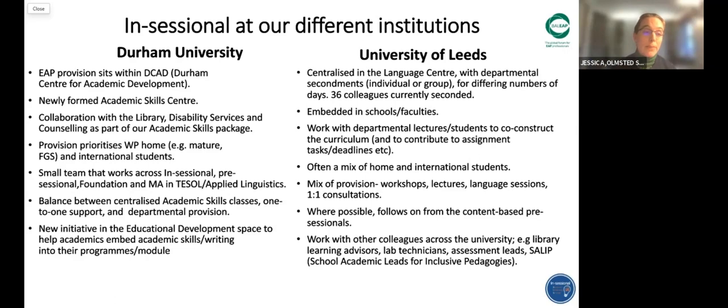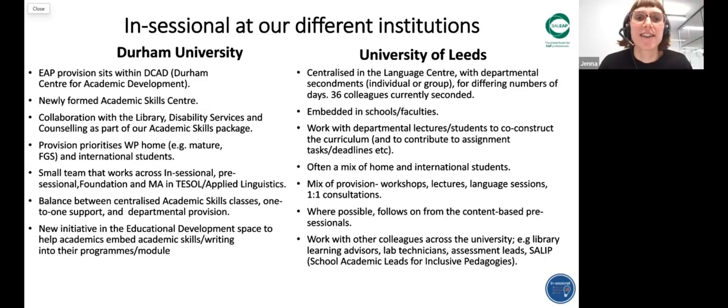We also have a new initiative this year in the educational development space that's being led by my colleague Steve Kirk, where he is going in and helping academics embed academic skills and writing into their programs and modules, working alongside those academics, often team teaching with them and contributing to curriculum development as well. So that's the context at Durham. And I'm now going to hand over to Jenna to talk about Leeds.